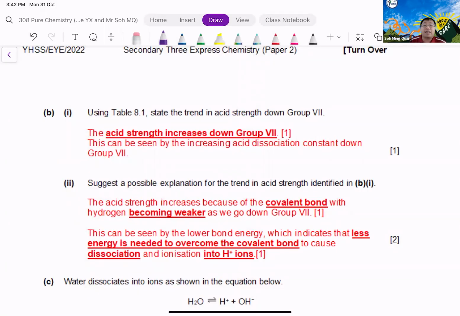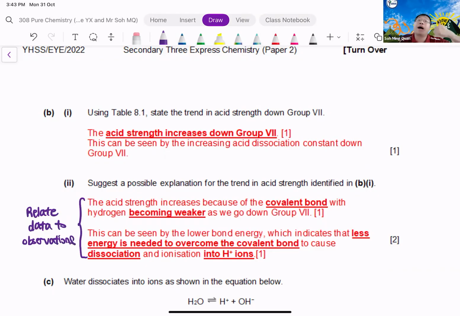Then they ask you to suggest an explanation. Of course, it's because the covalent bond becomes weaker down group 7. So you need less energy to overcome the covalent bond to cause dissociation into H+ ions. Okay? So you can see it's all about relating data to observations.